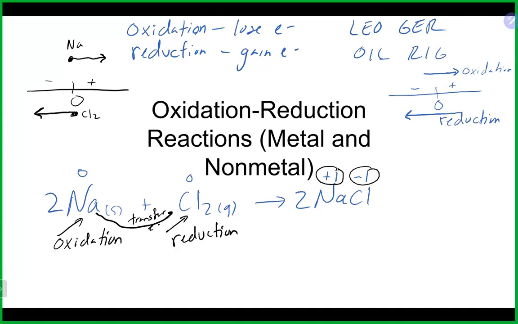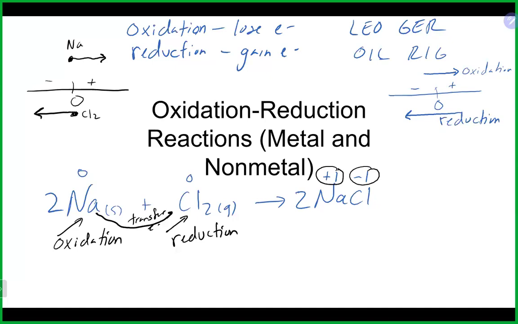Which one becomes positive? The metal, right? And you only become positive when you lose electrons. So when you have an ionic compound, the metal should always be the one that's being oxidized because it should always be the one giving away its electron. For all those trends we talked about, right? They don't want to hang on to their electrons, so they're just going to give away their electrons.